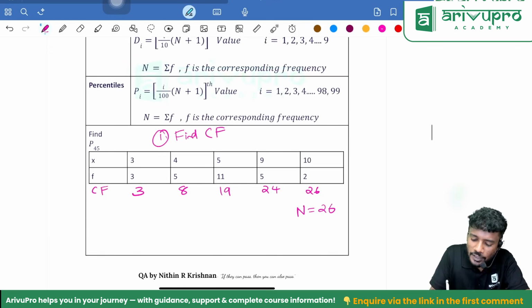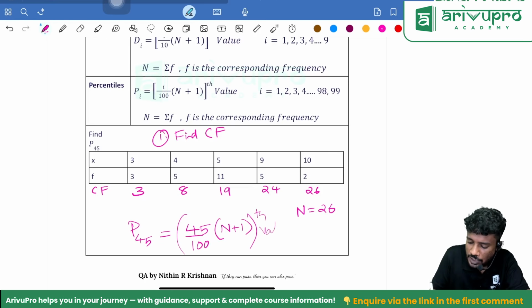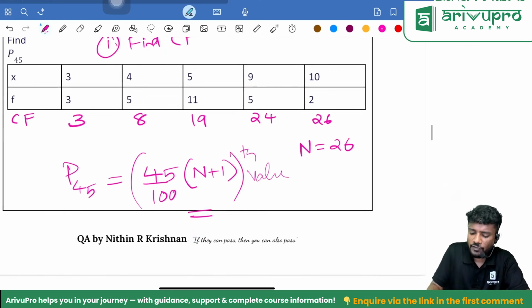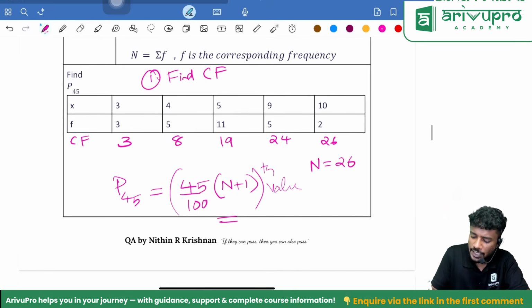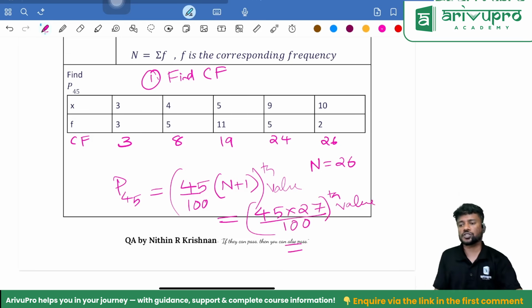Now, what is the formula we know about percentile? P45 is equal to what? 45 divided by 100 into n plus 1th value. Correct? Yes. Now here 45 divided by 100 into n plus 1. Can I write it as 45 into 27 divided by 100th value? Clear? That is how much?